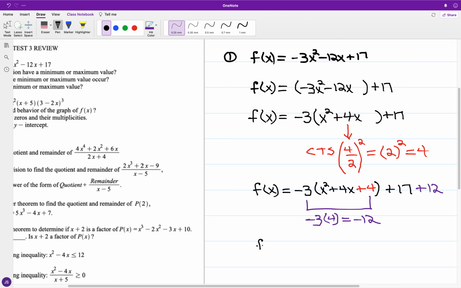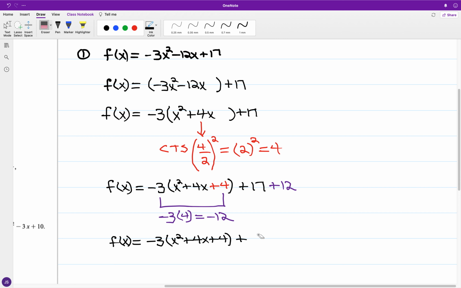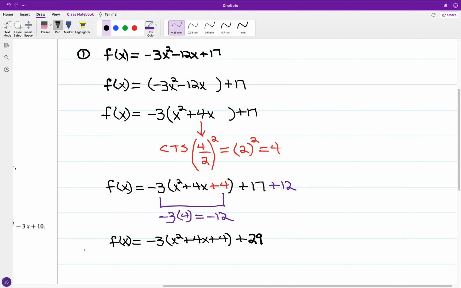And to override this deficit, I'm going to add 12 to 17. And so we will have in the rewrite, f of x is equal to negative 3 times the quantity x squared plus 4x plus 4, plus 29. And again, I can check to see if this can be converted back to the standard form. So we have negative 3x squared, negative 3 times 4x, negative 12x, negative 3 times 4 is negative 12, negative 12 plus 29 comes back to 17.